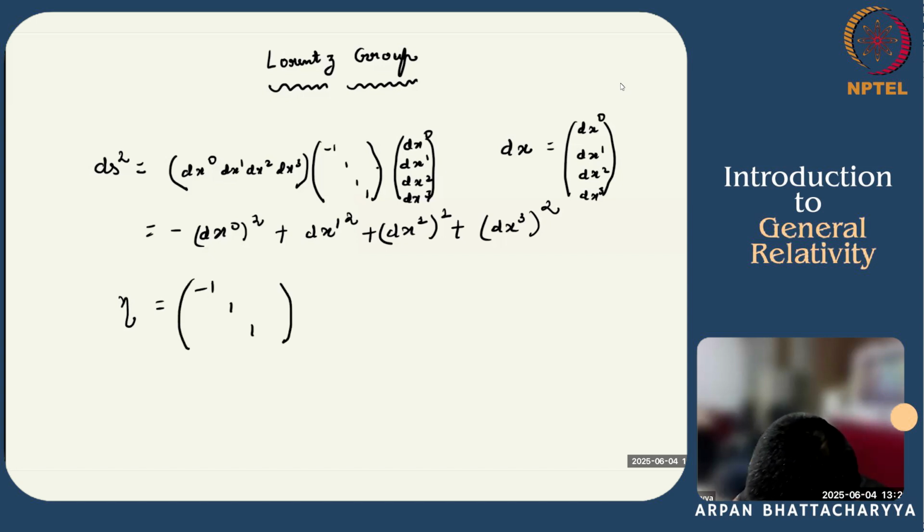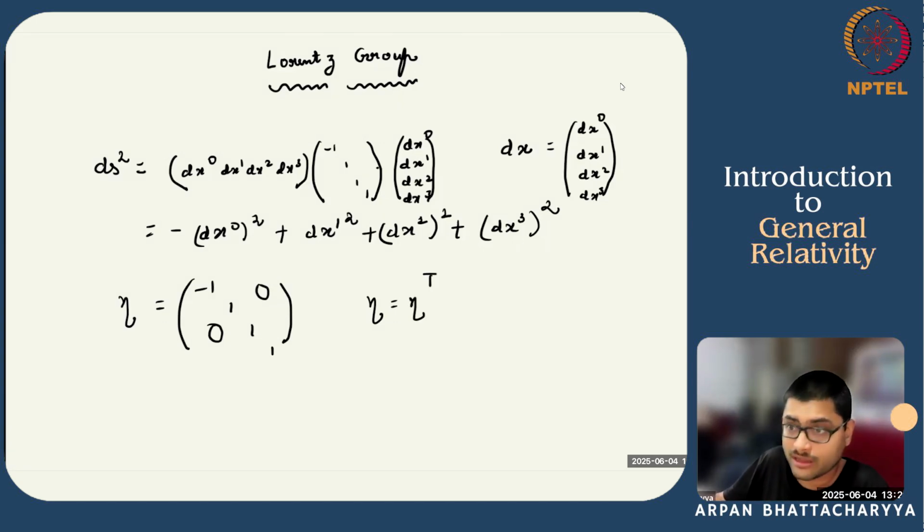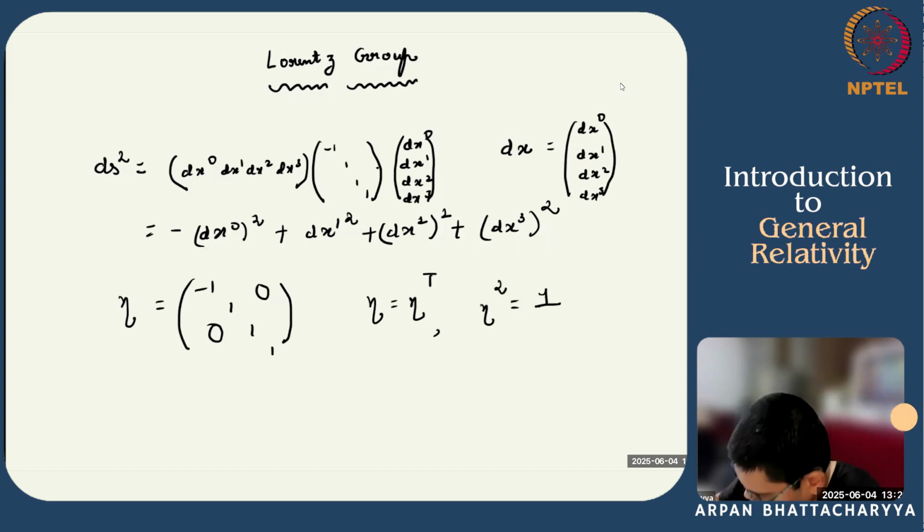Minus 1, 1, 1, 1: these are the diagonal components, and it is evident that the Minkowski metric is symmetric, eta is equal to eta transpose, and also it is self-inverse, which means that eta square equals 1.